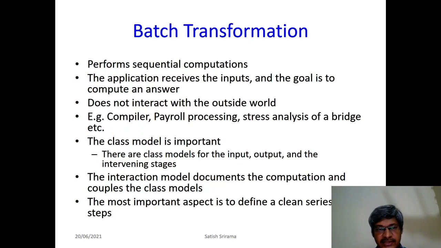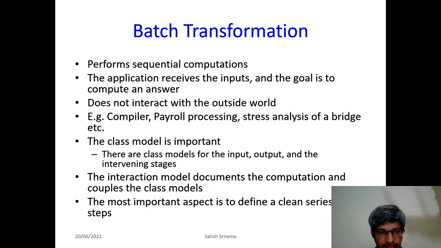First, let us look at batch transformation. This actually performs sequential computations. Okay, so the application receives the input, and the goal is to compute an answer. Okay, that's from the beginning till the end. As this computation is happening, it is not interacting with the outside world. So you are given an input, you are doing certain processing, okay, and then whatever the application does, it is trying to generate the answer out of it.